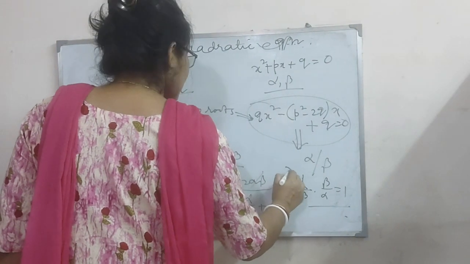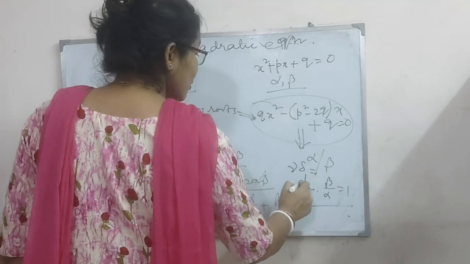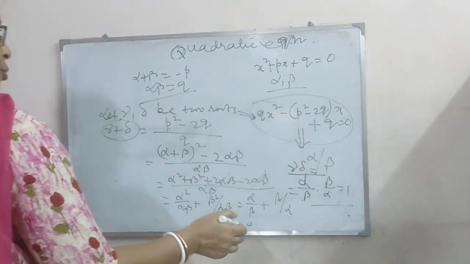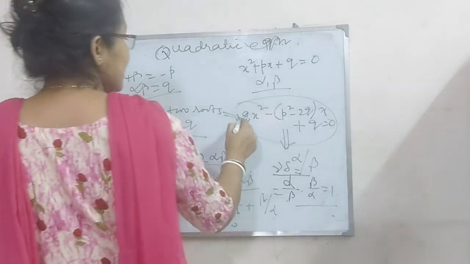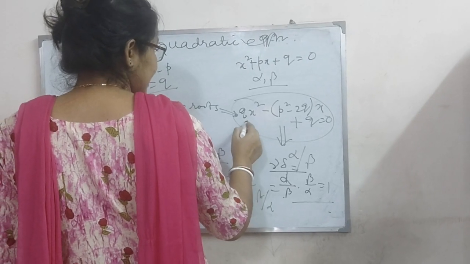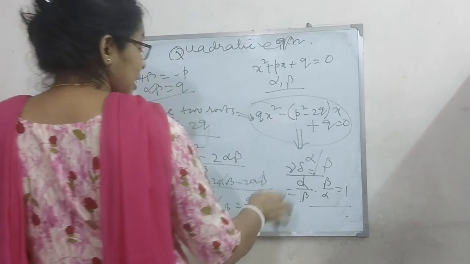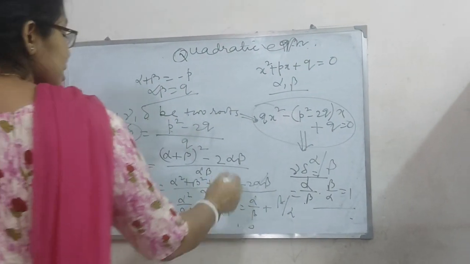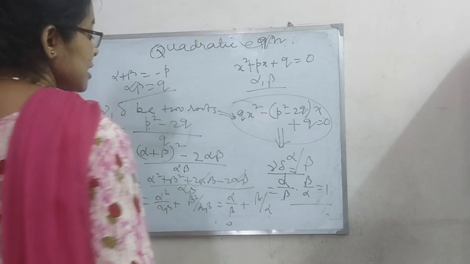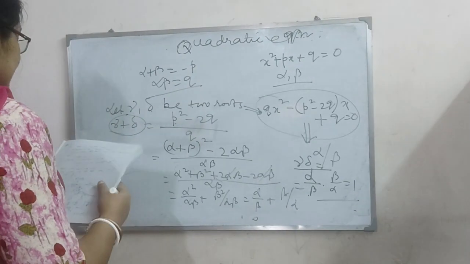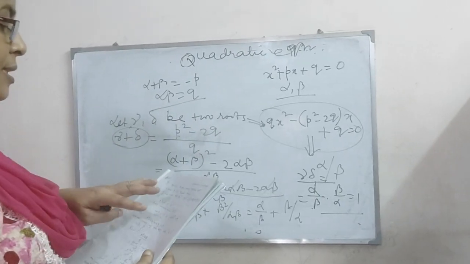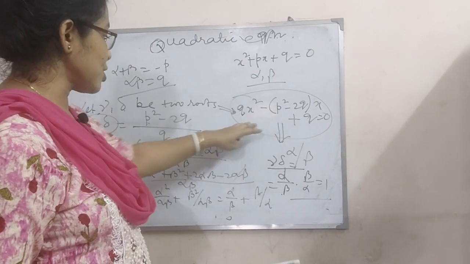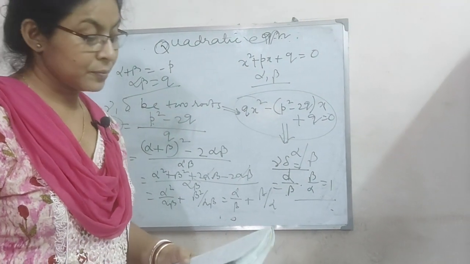This is gamma delta equal to alpha by beta into beta by alpha, this is equal to 1. This is the product of the roots, and we can see here the product of the roots is 1. So one root is alpha by beta and another root is beta by alpha. The given question is to prove alpha by beta is a root of this equation, hence this is proved.